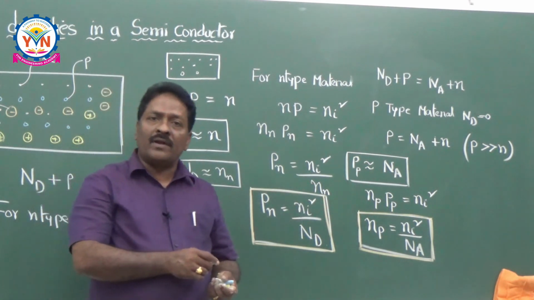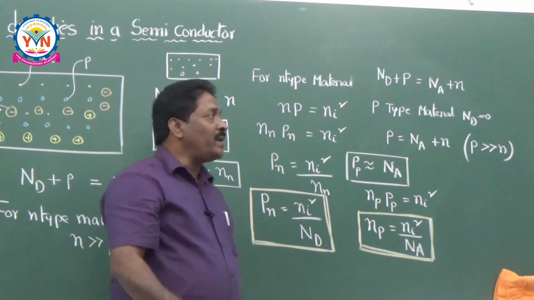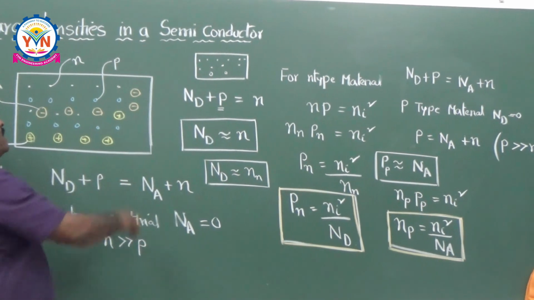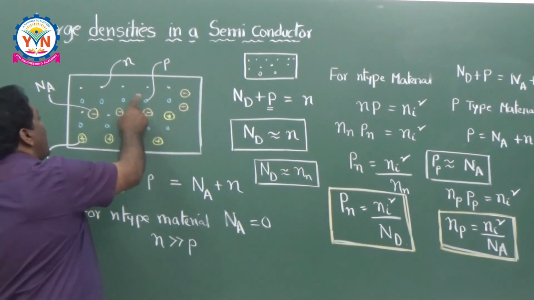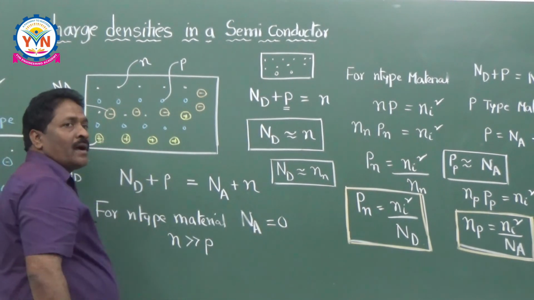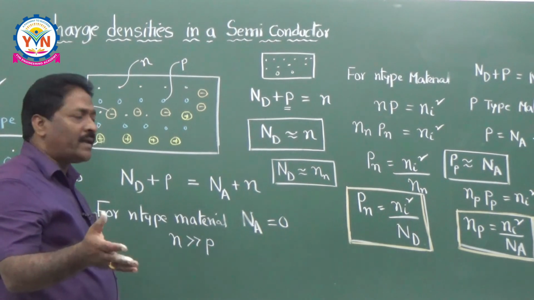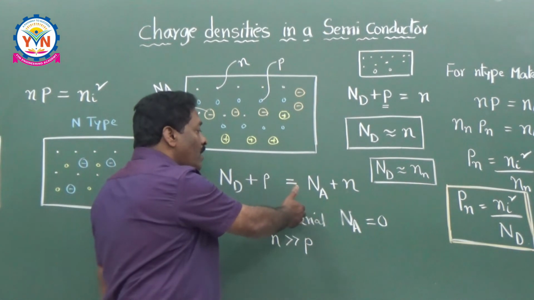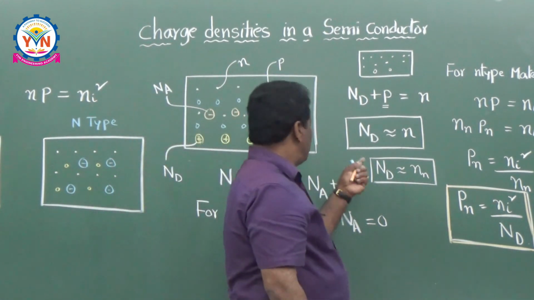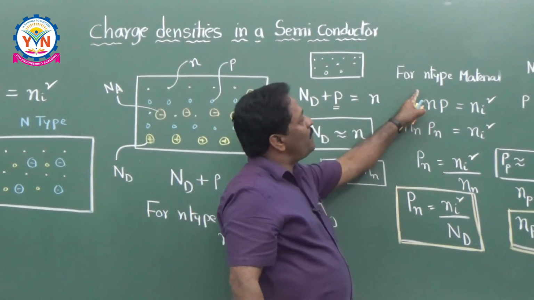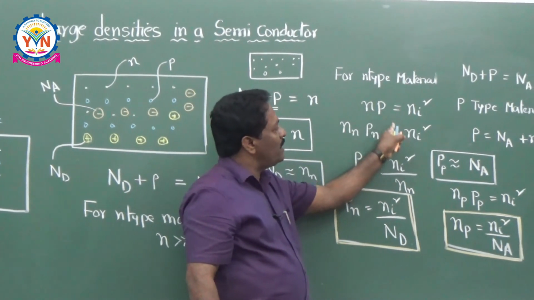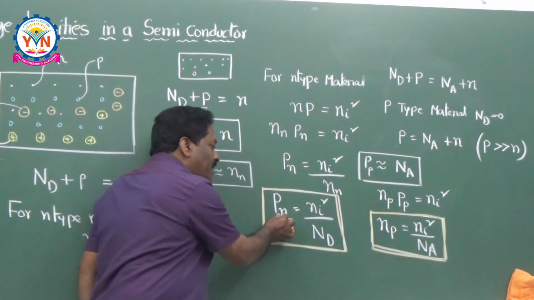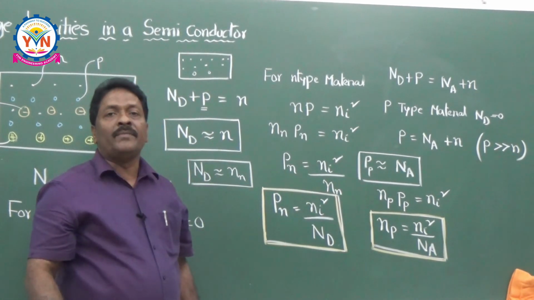So finally, I would like to tell you, if you take a semiconductor, there is a chance of having 4 types of carriers here. One is electrons, holes, acceptor ions and donor ions. And as the semiconductor is electrically neutral, I have written positive charge must be equal to negative charge. Then I have applied all these equations for n-type material and p-type material using the mass action law. So this is the way of calculating the minority concentration in semiconductors.